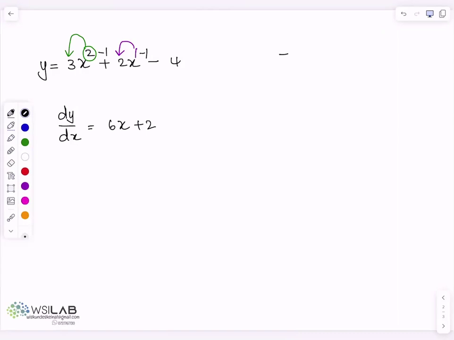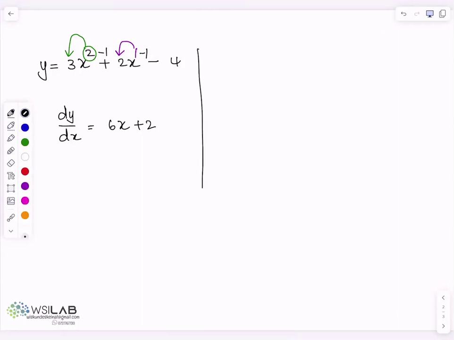Or you can think of it as negative 4x to the power of 0. Minus 4 times 0 is 0. And then I have x to the power of minus 1, but that just stays with 0. Can you see that? So you can just leave it. You don't have to do the derivative if there's no x. So that was fairly easy.